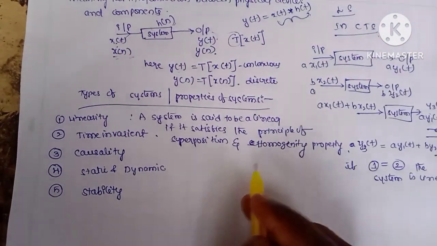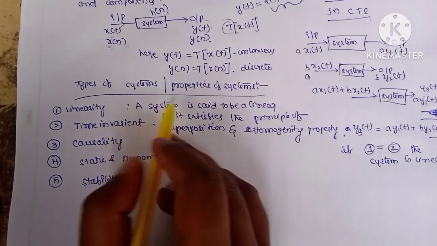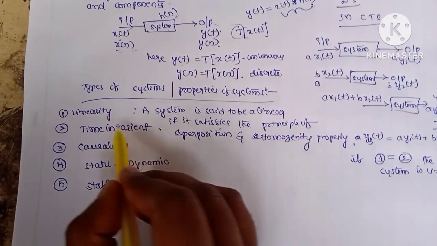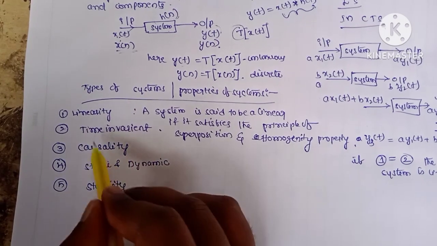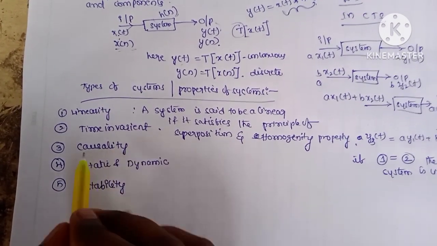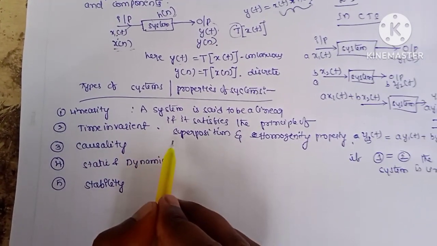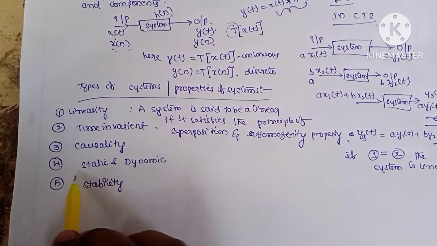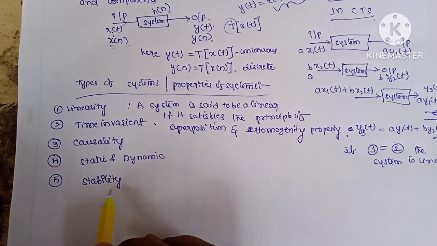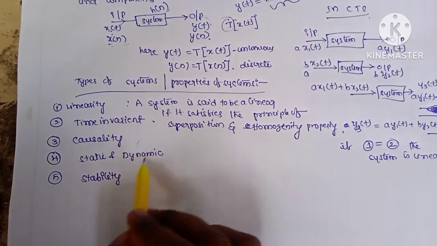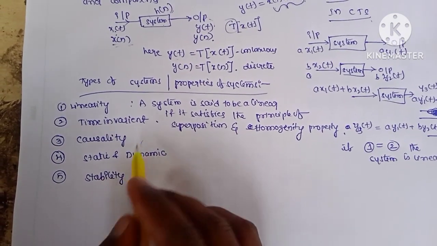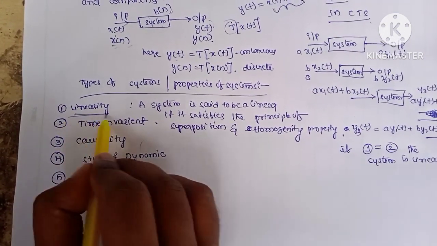So what are the types of systems or properties of a system? We have linearity, time invariant or time variant, causality, non-causality and anti-causality, static and dynamic, and stability. These are the properties or types of systems. So today we will discuss the linear system.